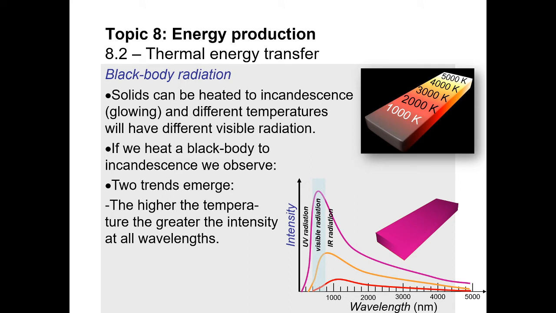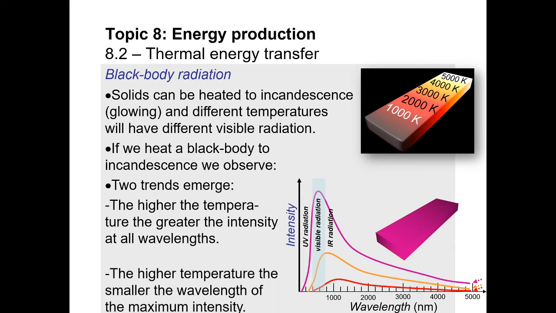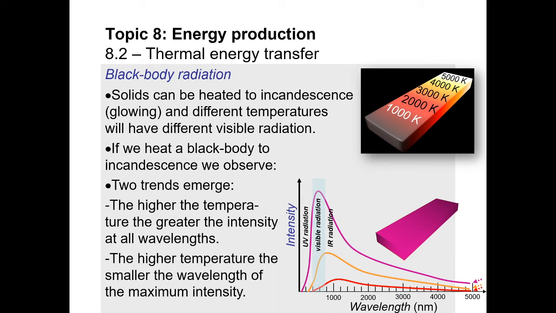Okay, so two trends, and this is what's pointed out on the slides. The higher the temperature, the greater the intensity at all wavelengths. This is what I was saying: the y values are always higher than every other y value of the other curves. Next, the higher the temperature, the smaller the wavelength of the maximum intensity. Again, smaller wavelength means higher energy.